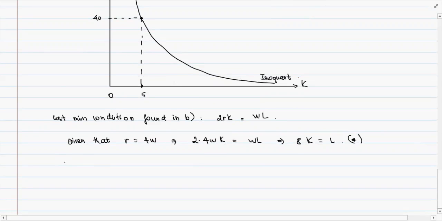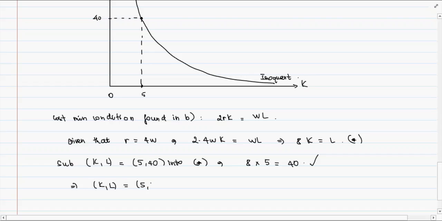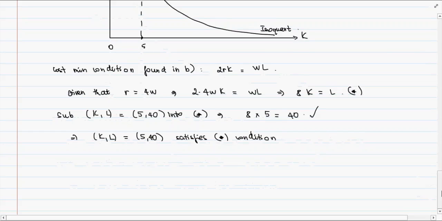Now if I substitute the point where K and L equal 5 and 40 into the star condition, then I see that 8 times 5 equals L, which is 40. That is right, 8 times 5 is 40. So we know that the point K and L, which is 5 and 40, satisfies the star condition, where L equals 8K. In this case L equals 40 and K equals 5, so L equals 8K, which is the star condition over here. Now we would like to draw the isocost line in the diagram.